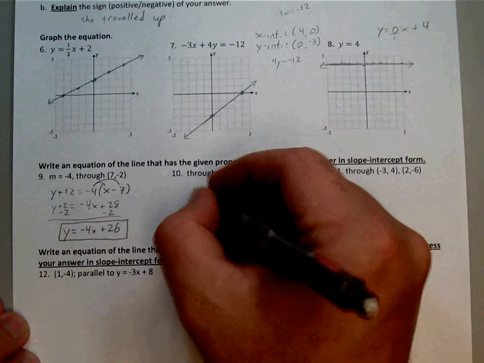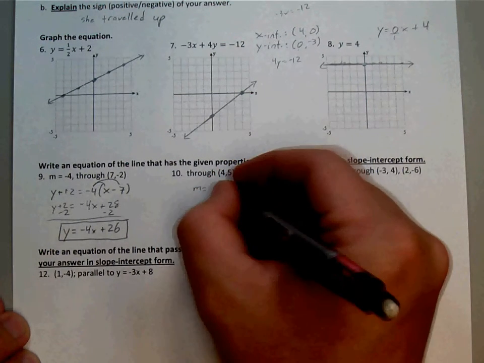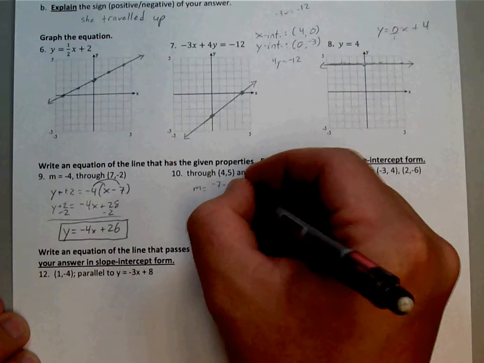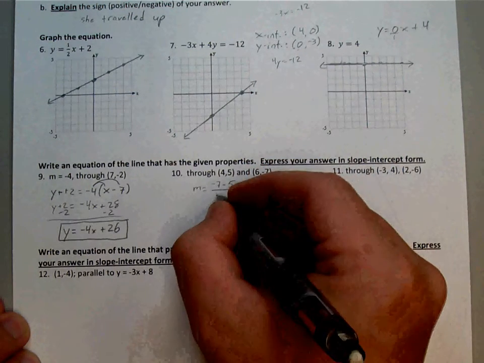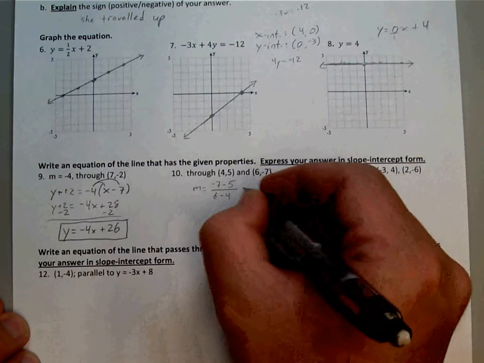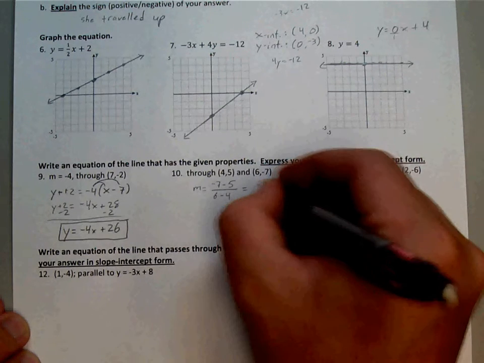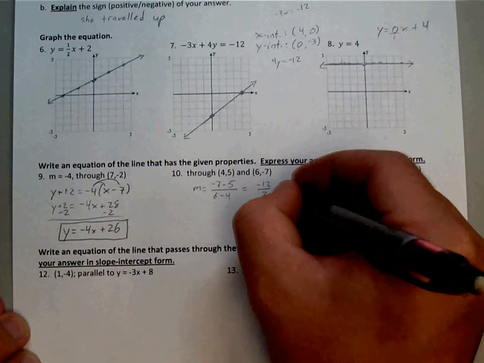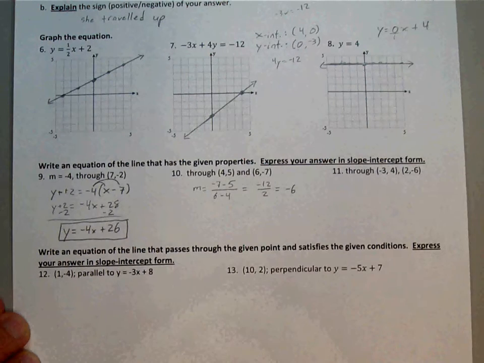Number 10, we need to first find the slope. So y2 minus y1 over x2 minus x1. Negative 7 minus 5 is negative 12. 6 minus 4 is 2. Negative 12 divided by 2 is negative 6. So now I know my slope.